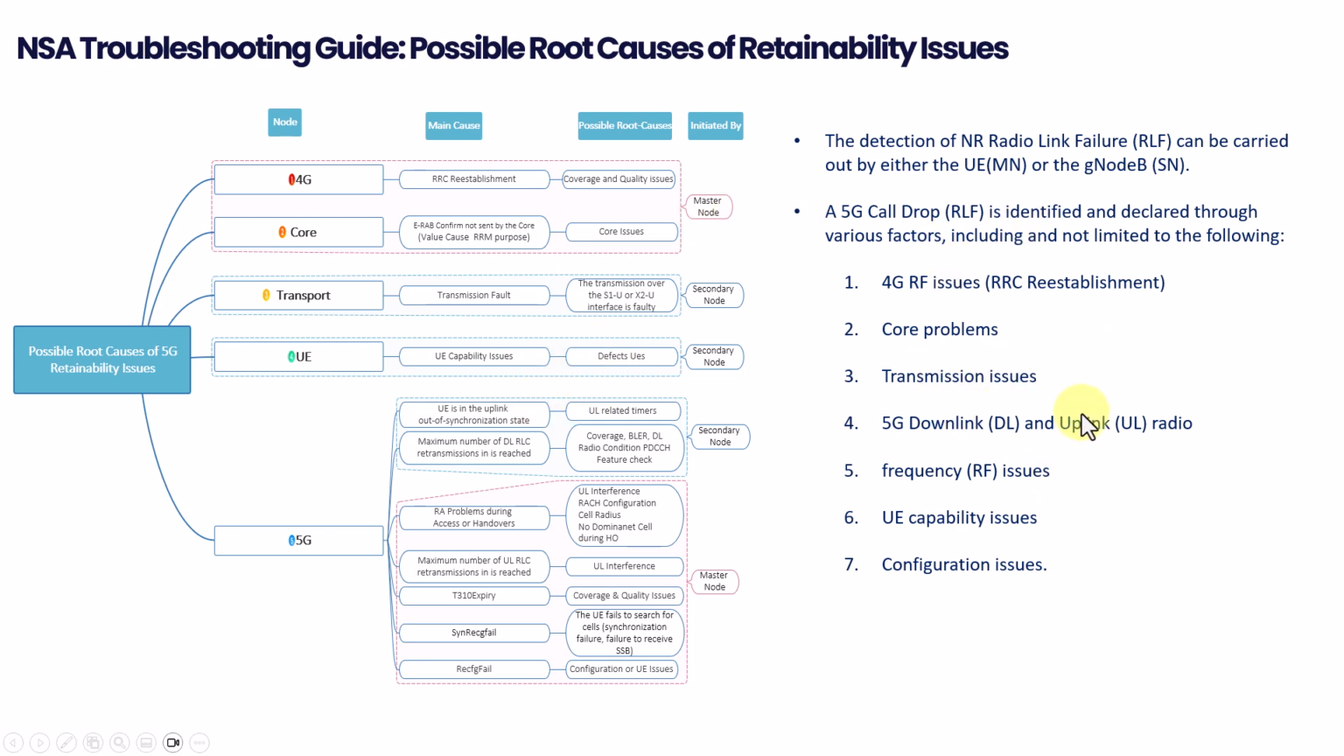And here I just listed on the right the same information: in general, the issues in the call drop can be due to 4G RF issues. For example, I have reestablishment, core problems, transmission, and so on. So now let's go through one by one. For example, the first one here, we are speaking about the 4G.